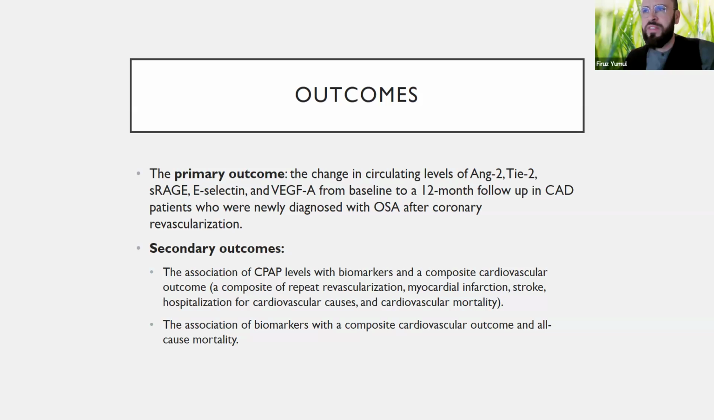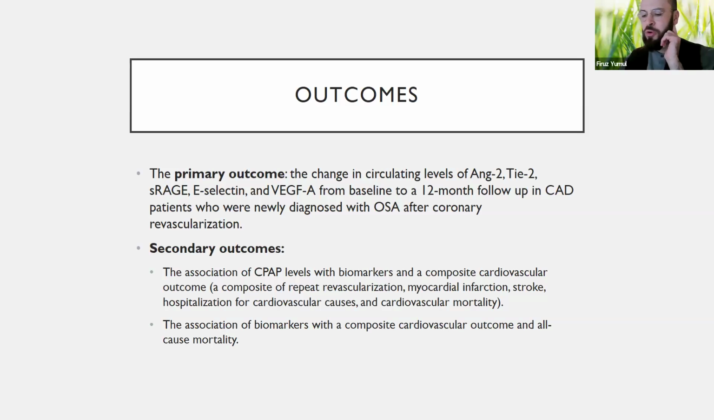The secondary outcomes of the study were the association of CPAP levels with biomarkers and a composite cardiovascular outcome, meaning repeat revascularization, myocardial infarction, stroke, hospitalization for cardiovascular causes, and/or cardiovascular mortality, as well as the association of biomarkers with a composite cardiovascular outcome and all-cause mortality. So I want to talk about the biomarkers that were assessed, since I think that's important before we get into the study.